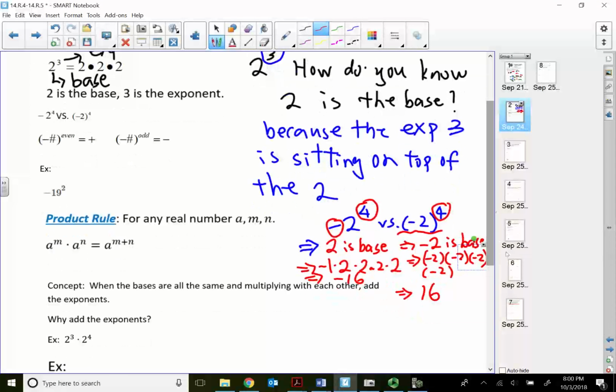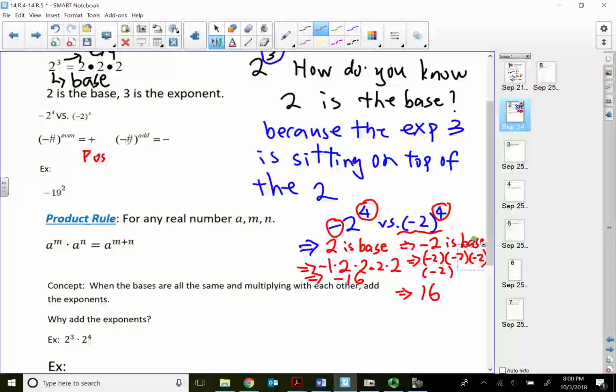So it's not just that one answer is positive and one is negative. It has a lot to do with who the exponent is sitting on top of. If it's sitting on top of the 2, 2 is the base. If it's on top of the entire negative 2, that's why there's a parenthesis there, then negative 2 is the base. So as you can see, when a negative number in parentheses is raised to an even power, my answer will always be positive, because I have an even number of negatives being multiplied. Therefore, the answer is positive.